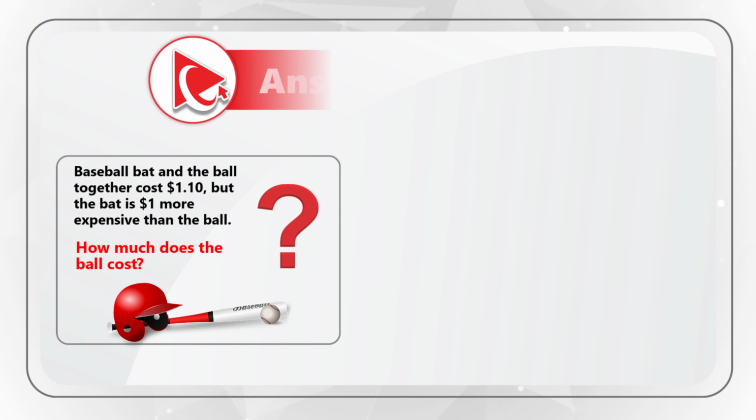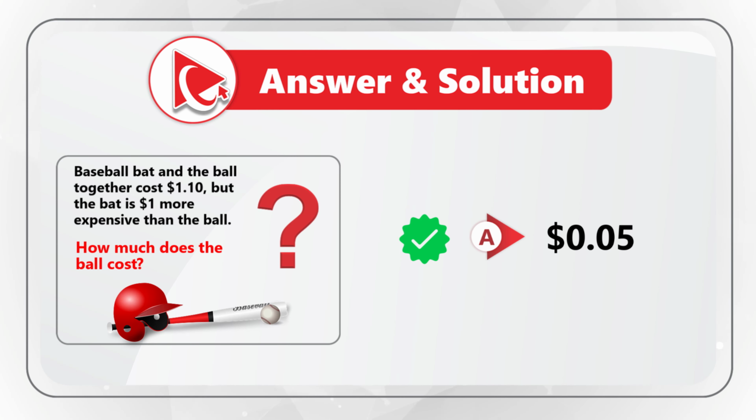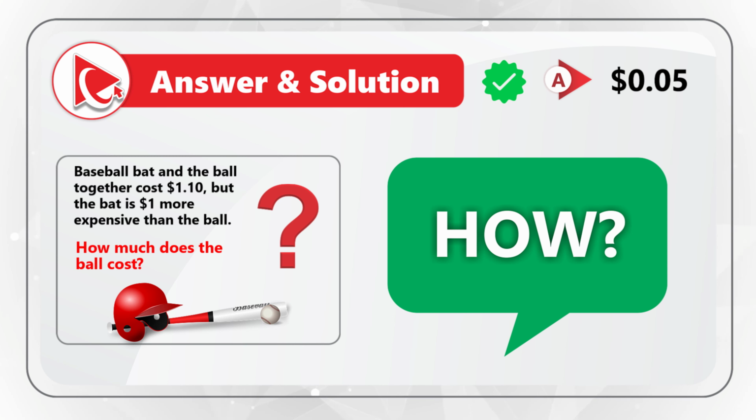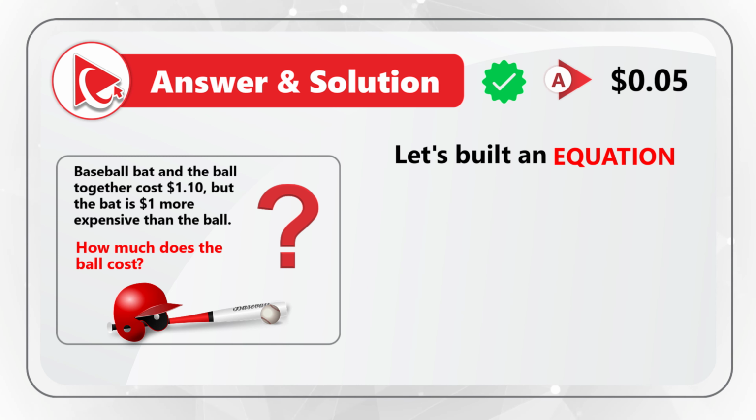The correct choice here is choice A. The cost of the ball is 5 cents. But how do you get to the correct solution mathematically? Let me teach you the magic trick behind this problem. Let's build a quick equation.